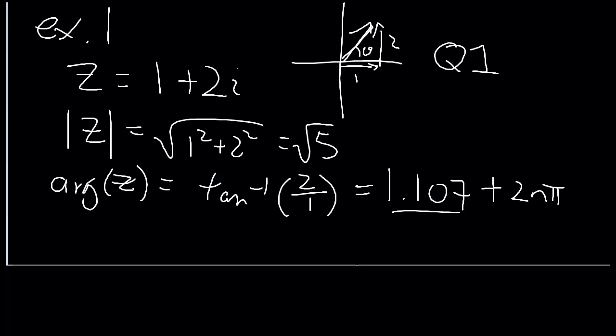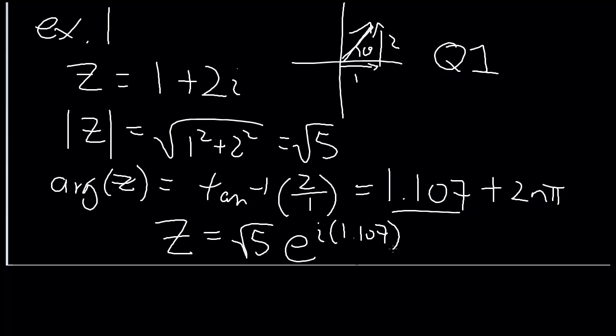So then altogether, the answer turns out to be z is equal to root 5 e to the i 1.107. And that's the answer in polar form, same complex number.